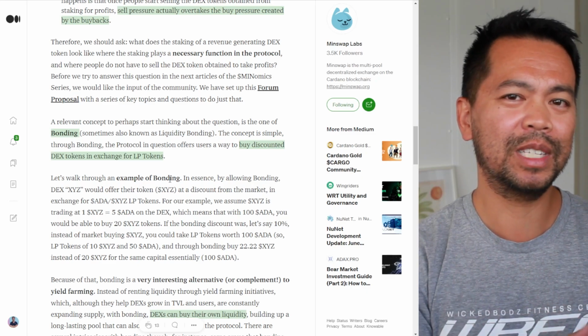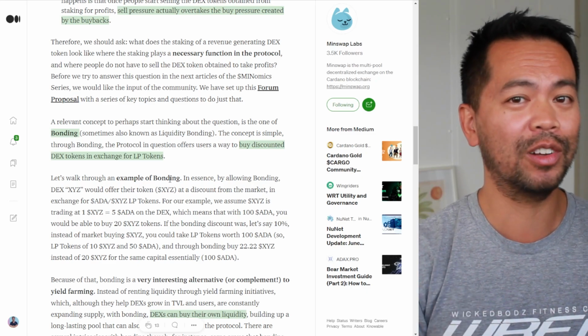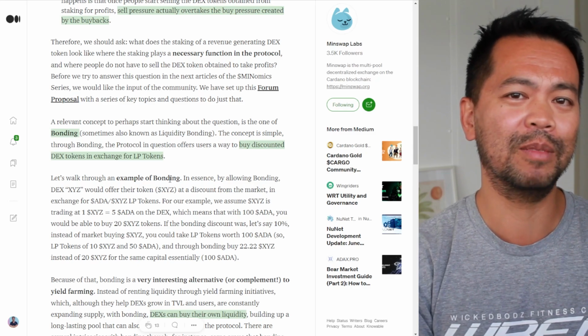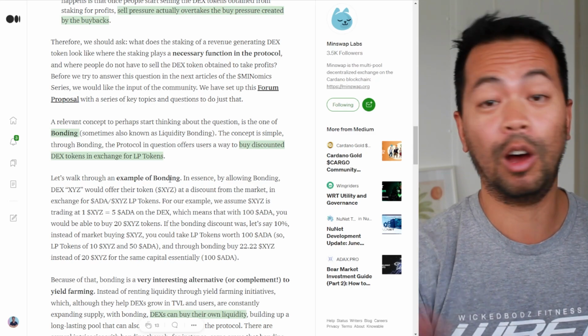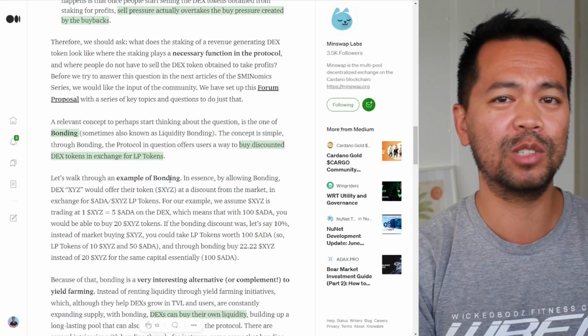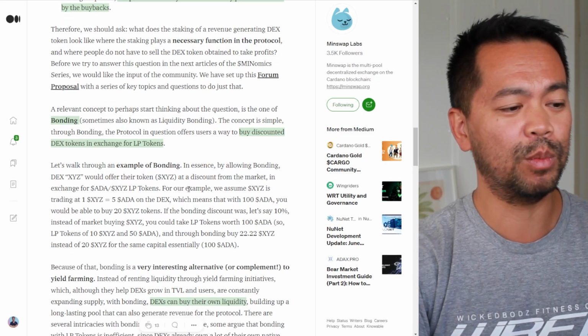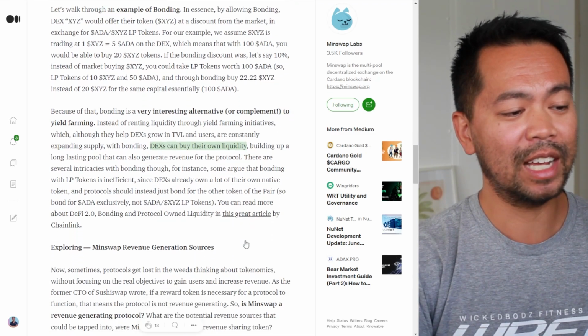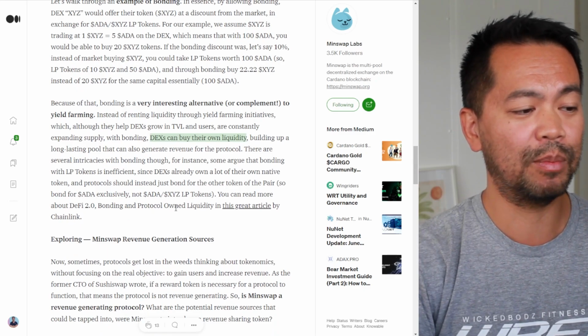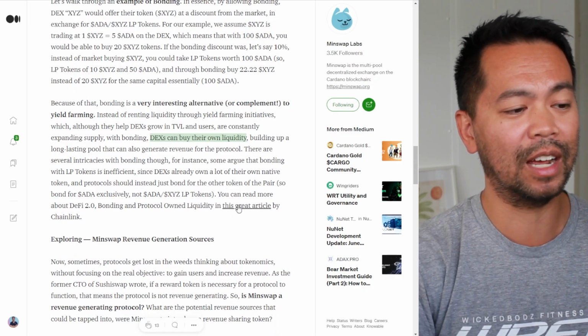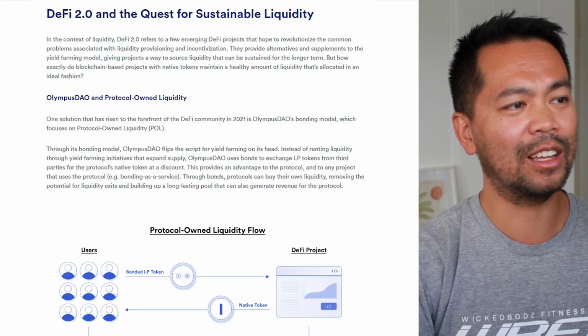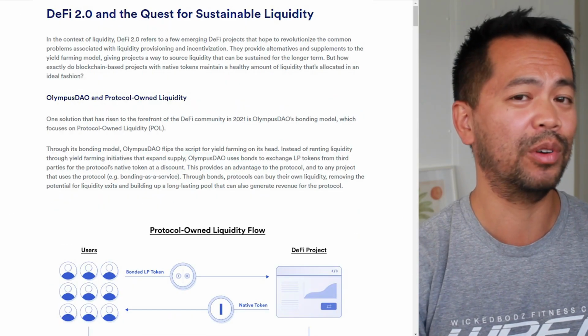So it's a really interesting concept. It's not a brand new concept. It's done elsewhere in the ecosystem, but it's going to be implemented, or hopefully it's going to be implemented on the Minswap DEX to create a different revenue model for the team. So you can find out a little bit more about this bonding and protocol owned liquidity in this article down here from Chainlink, and you can learn a little bit more about what liquidity bonding actually is.